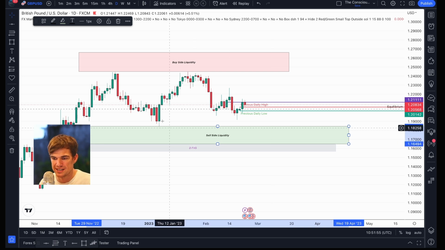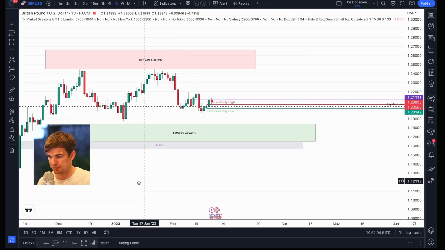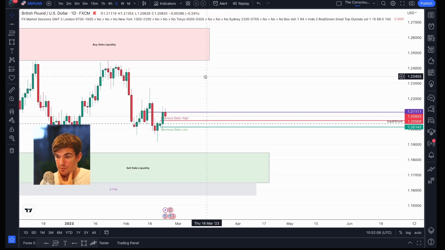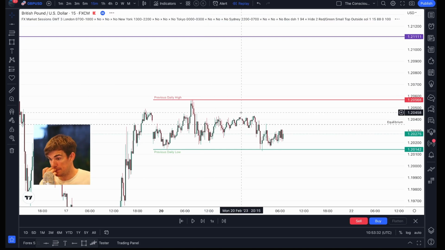So all this area here, this green area, what does it have? It has sell stops. Sell stops because people don't want to lose this profit from all the way up here. Okay, so we've done that. And now what we're going to do, we're going to go on to our 15-minute.